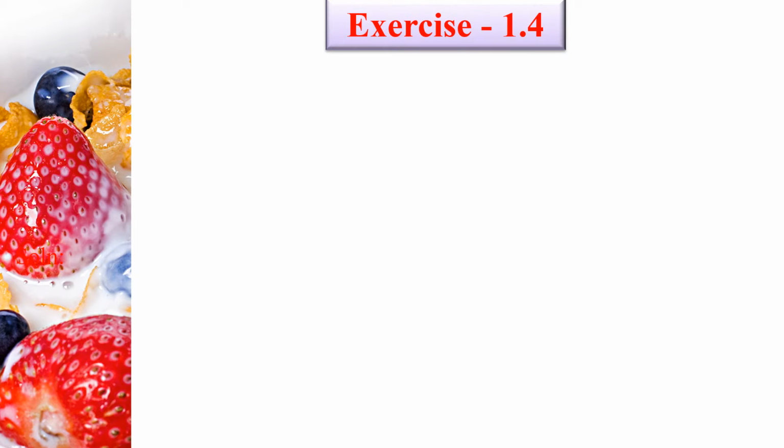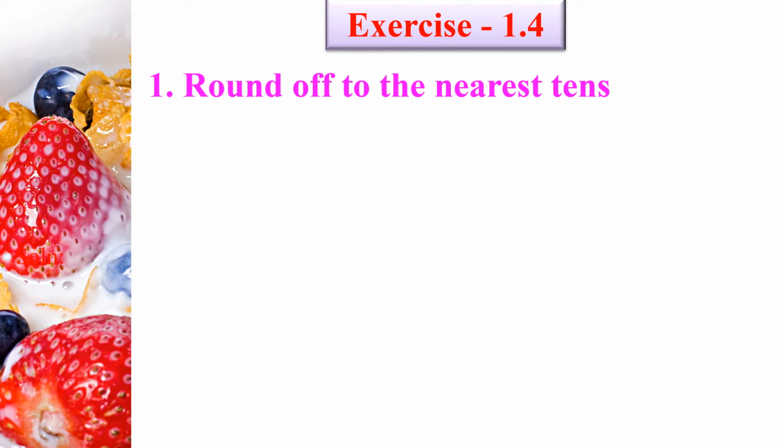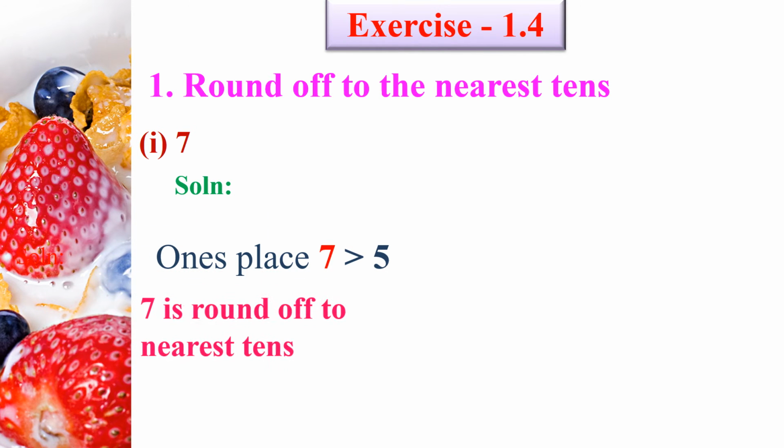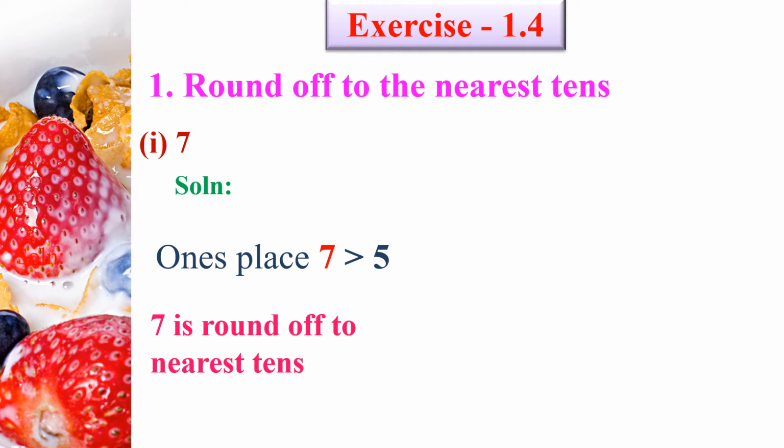Exercise 1.4. Round off to nearest tens. Here that is given 7. Compare with 5. That is, 7 is greater than 5. So replace one's digit as 0 and increase 1 in the tens place. Yes, that is one's place 7 is greater than 5. Now you can write 7 rounded off to nearest tens is equal to 10.